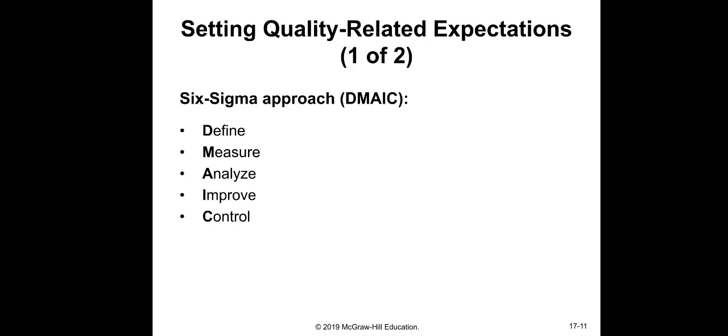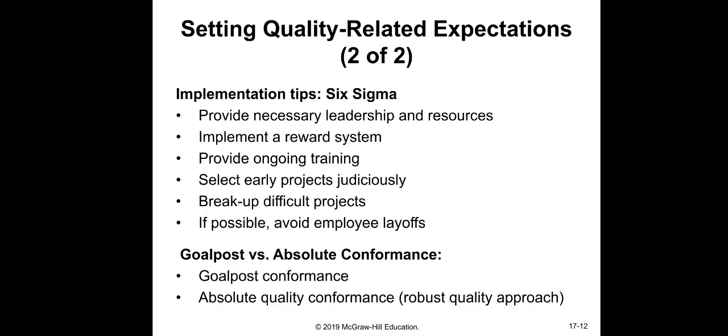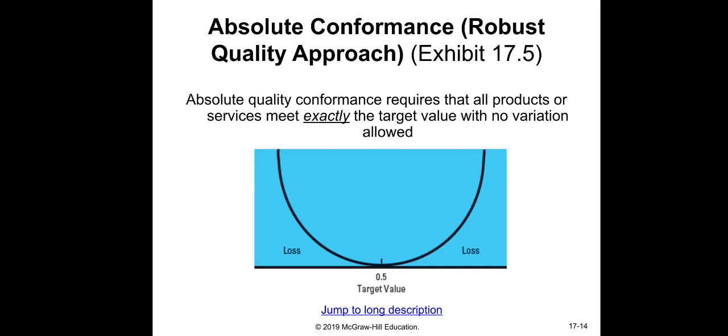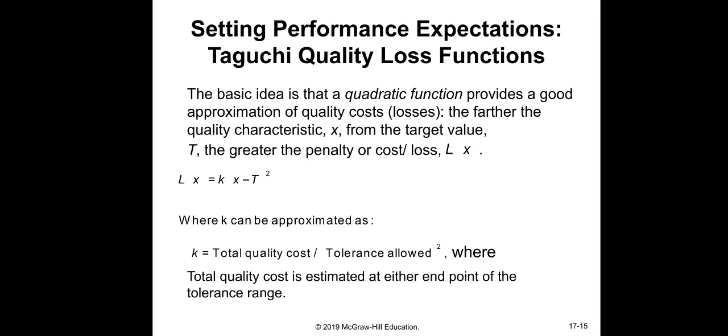In this textbook, there is a section for setting quality related expectation. This section is for the Six Sigma approach. If you want to know about Six Sigma, it is good for you to read about it. Setting quality related expectation, goal post conformance. This one is about the Taguchi quality loss function, a technique that can be used to analyze the quality.